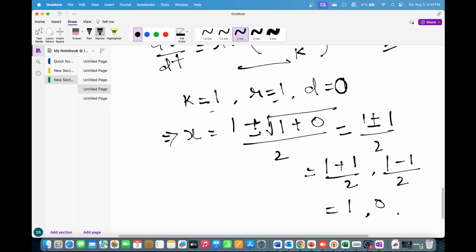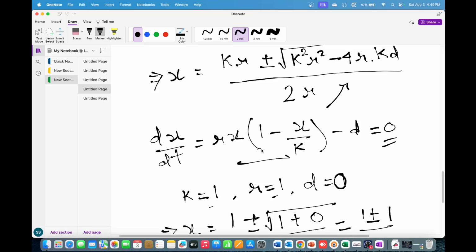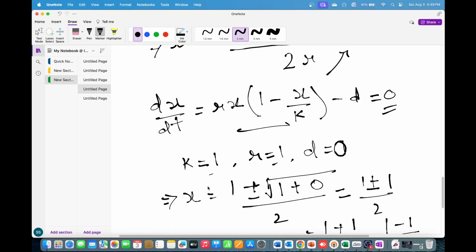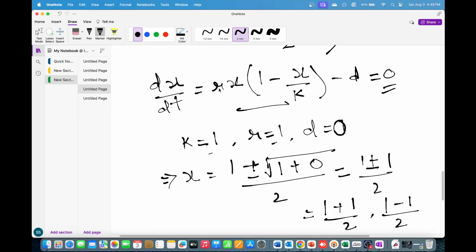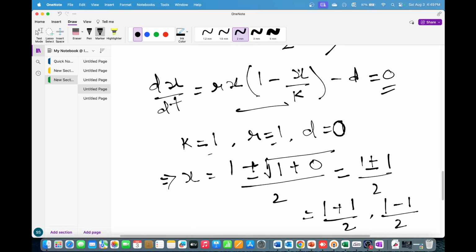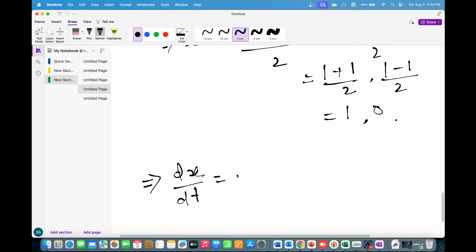Now we assumed in this equation r = 1, k = 1, and d = 0. Now let's put the values in this equation and see how it looks. If you put r, k and d values here, your dx/dt will become, r is 1, so this becomes x times (1 - x/k), k is 1 again, and d is 0. So what it becomes is x(1 - x) - 0, which is x(1 - x). Now do you recognize this model? This is the logistic growth model, right?